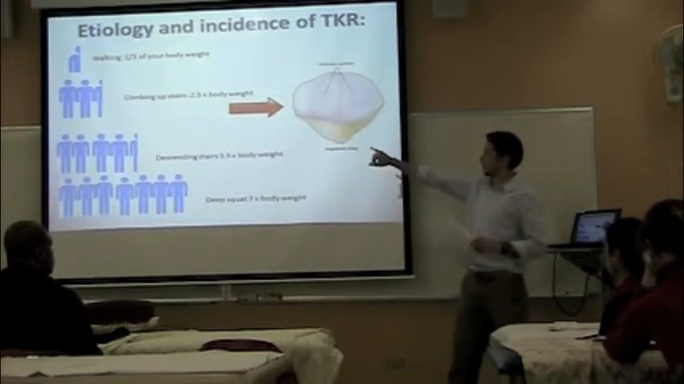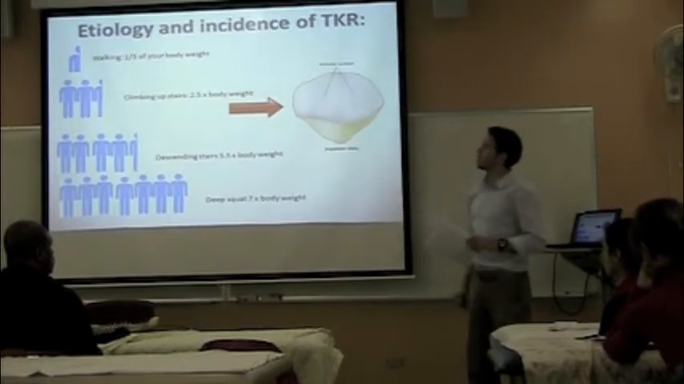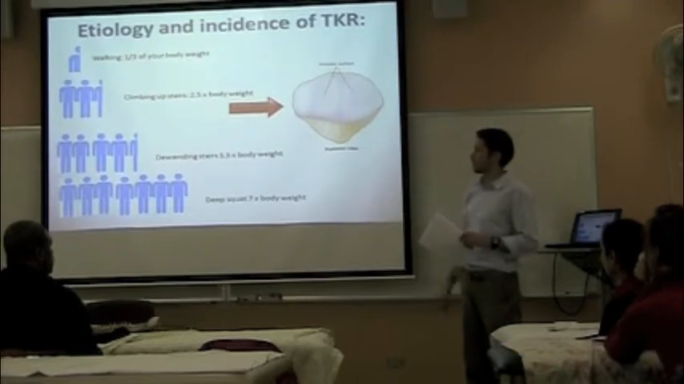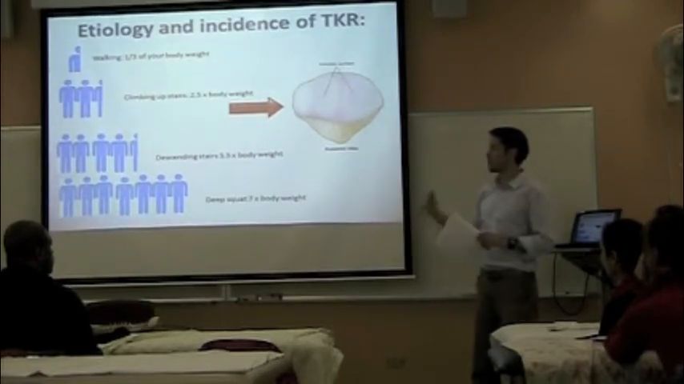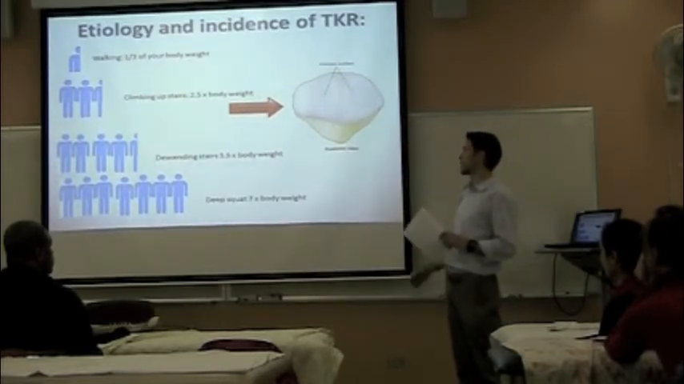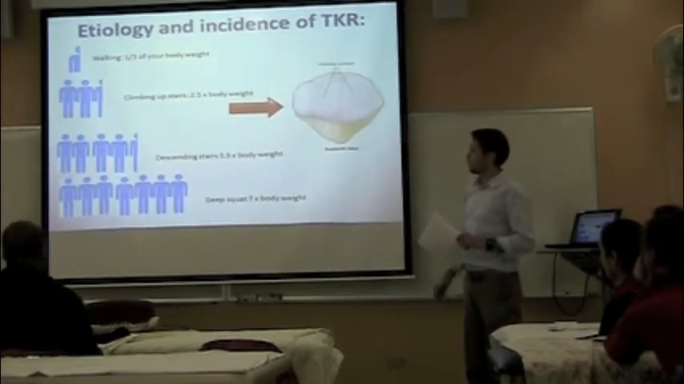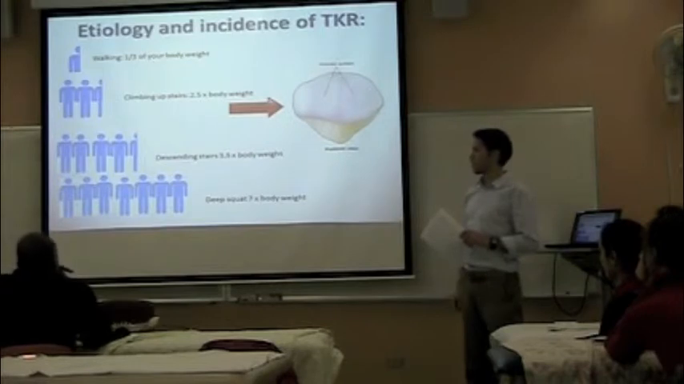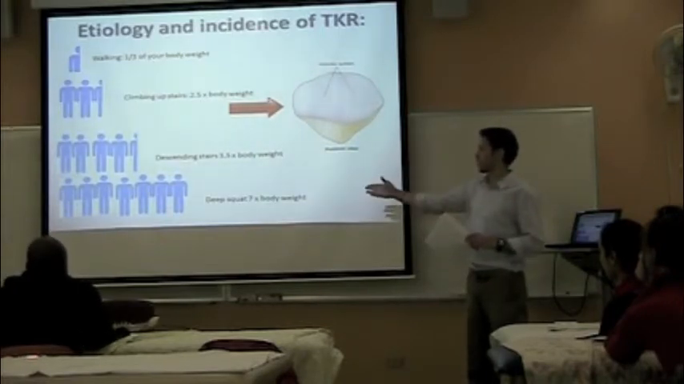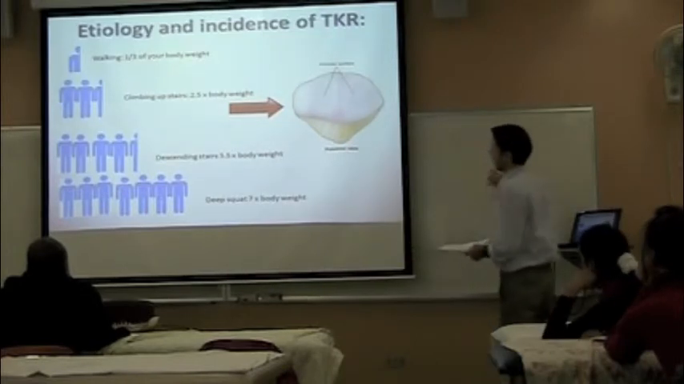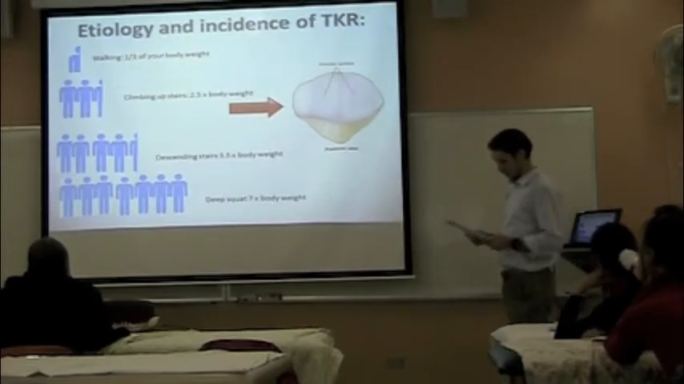So in the diagram here, regular walking places a compression force on the surface of the patella of about 1/3 of your body weight. If you're climbing upstairs, it's 2.5 times your body weight on that small little sesamoid bone, the patella. If you're descending stairs, it's 3.5 times your body weight, which is compressed on there. And of course, if you're in a deep squat, it's 7 times your body weight. So that explains why it is that thick.